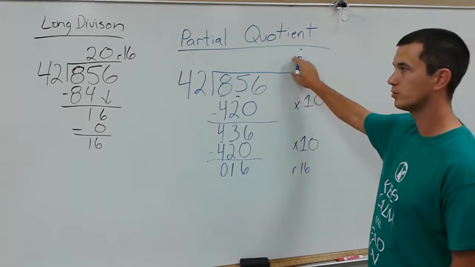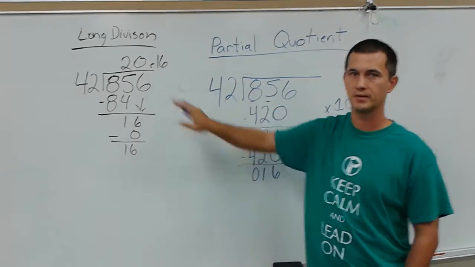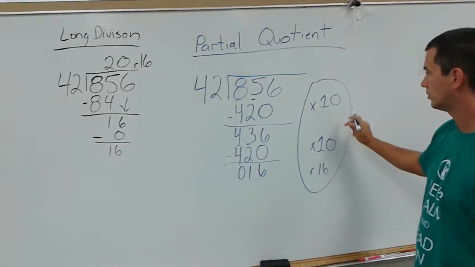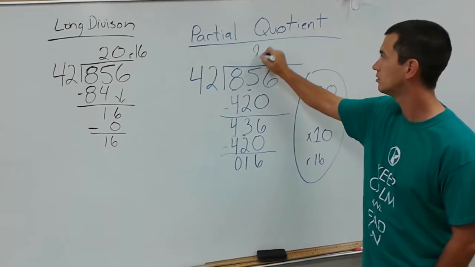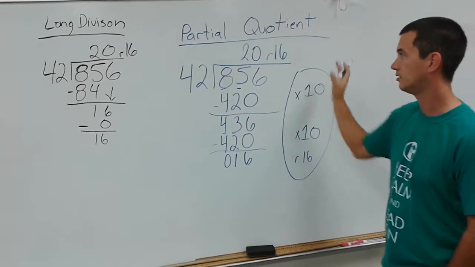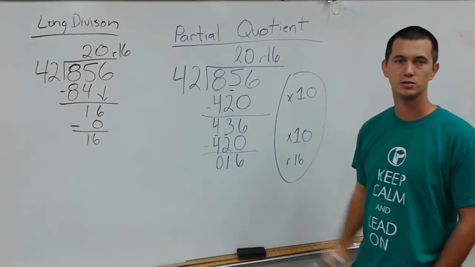Now it's called partial quotients because unlike long division, the quotient isn't all at the top. With partial quotients, the pieces are over here. It's in parts. And what they're going to do is they're going to add the parts together. 10 plus 10 is 20. And it has a remainder of 16. And they've now solved this using partial quotients. So that's how these two are related.